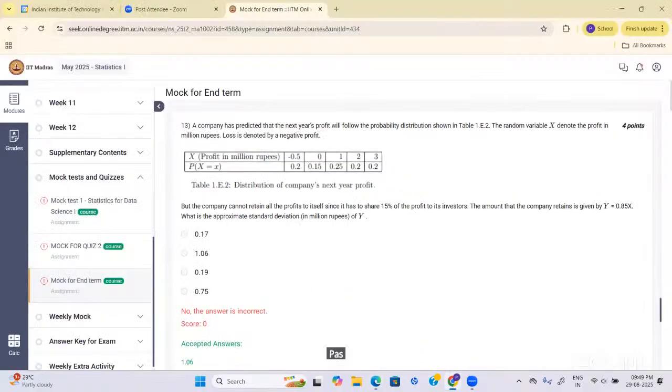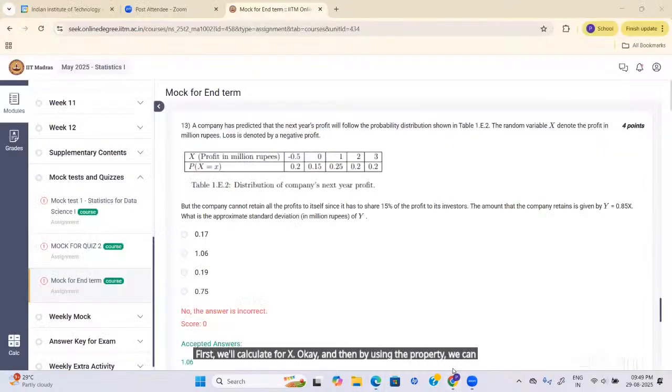The PMF table is given. We have to first calculate the expected value of X, then the expected value of X square. First, we will calculate for X, okay, and then by using the property, we can find the variance of Y. The relation between Y and X is given, and we know the PMF of X, so we have to use it. So first, we will calculate the variance of X.